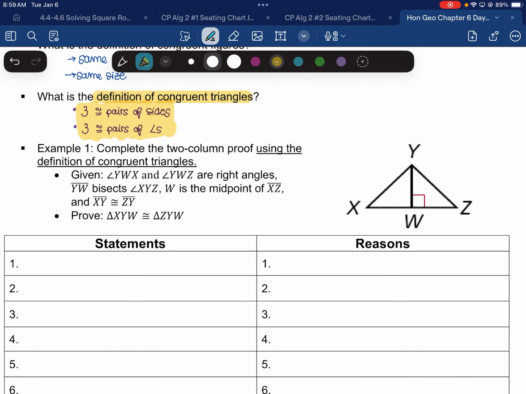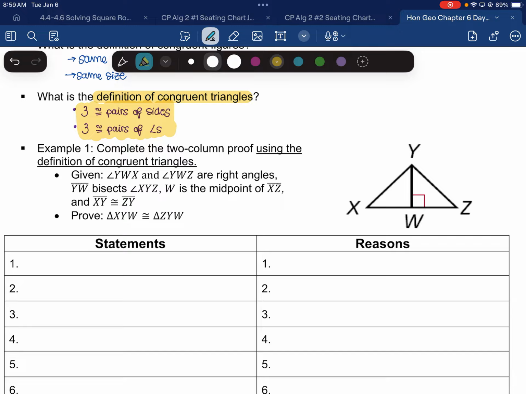Look at all this given information. Before you write your proof, okay, stick with me on this. Before you write your proof, I want you to mark all of this given information, and let's talk about where our congruent angles and sides are in our triangles. Then we'll go write our proof. Are you with me? Yeah? Okay.